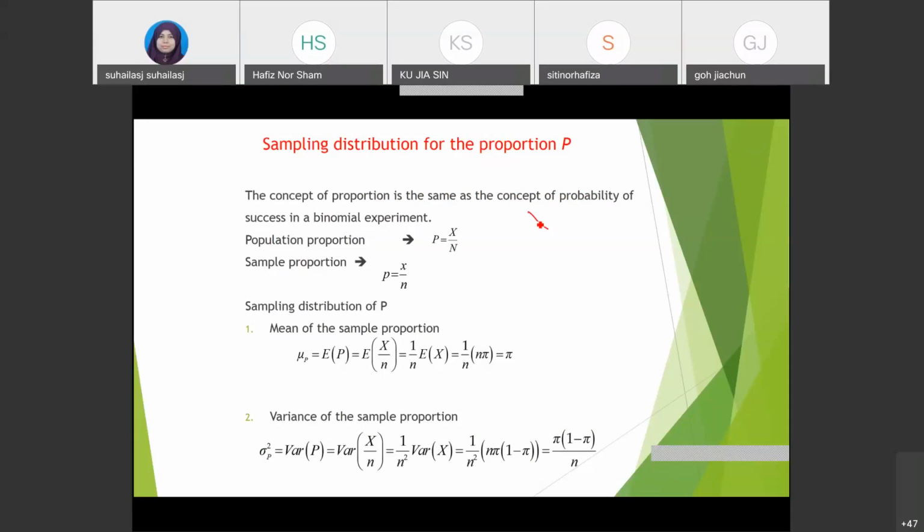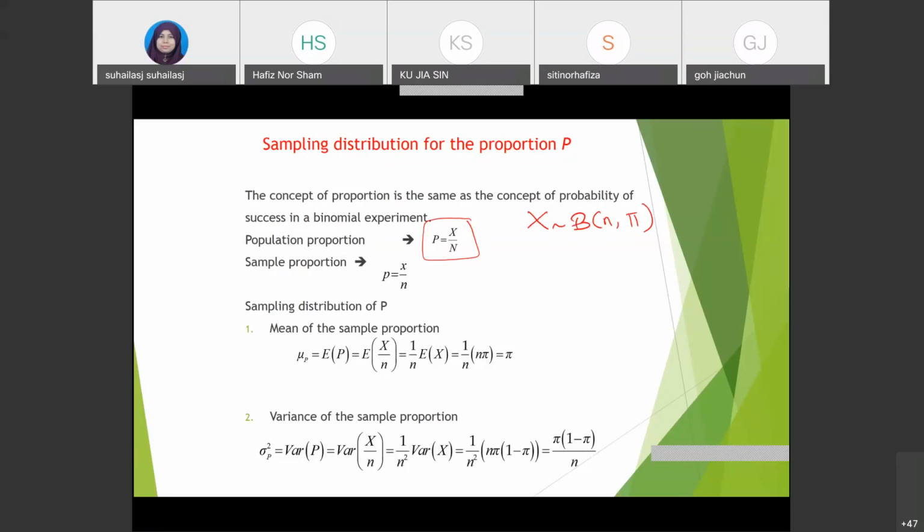If your X is binomially distributed, you have N and pi. The parameter is the proportion of success. So we define population proportion as capital P equals X over N, where X is the number of successes divided by the number of trials, which is your N.